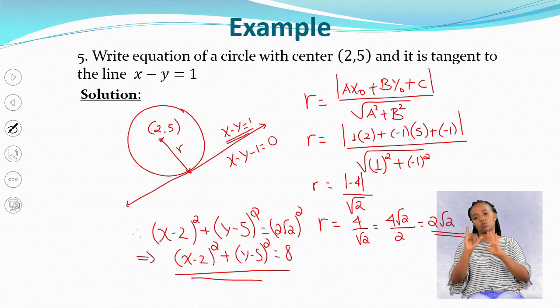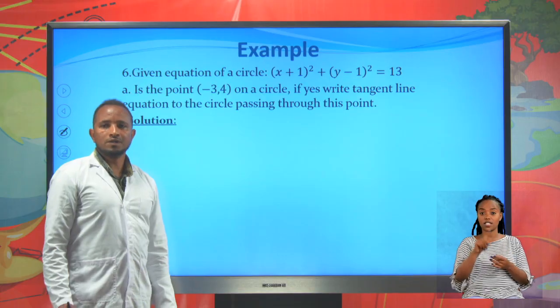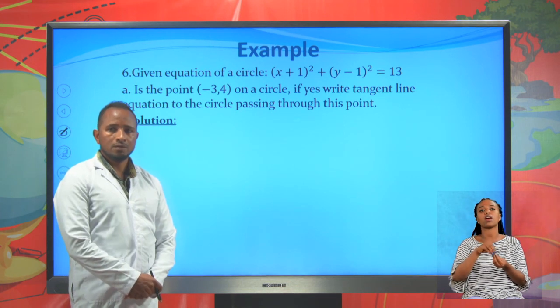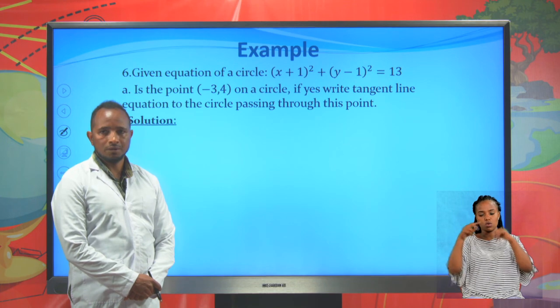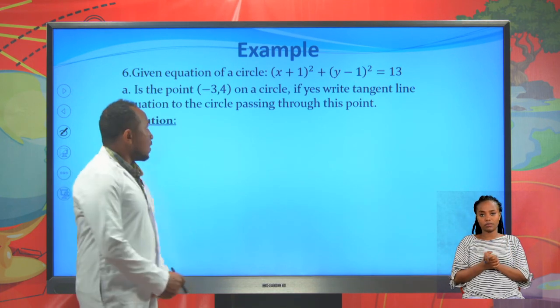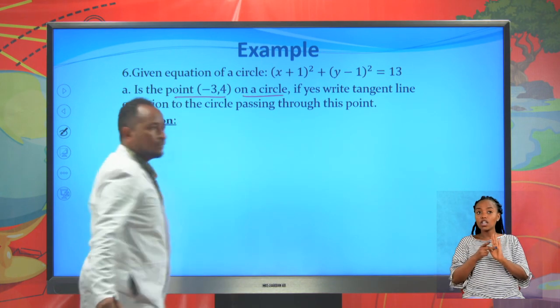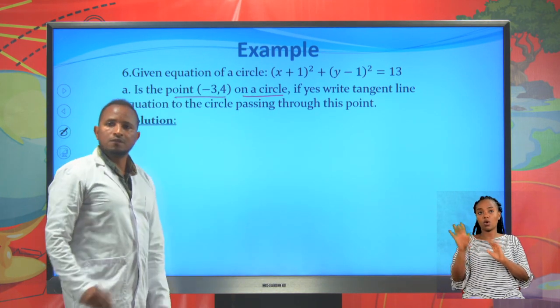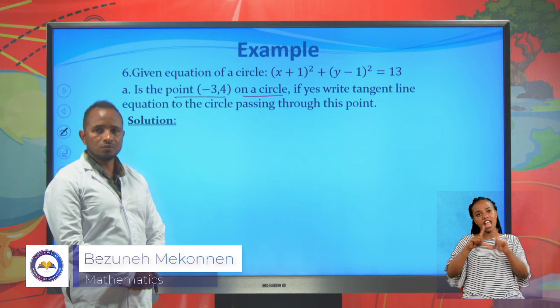Now, let's proceed to example 6. Given the equation of a circle (x plus 1) the whole squared plus (y minus 1) the whole squared equals 13, is the given point on the circle? If yes, write the tangent line equation to the circle passing through this point.